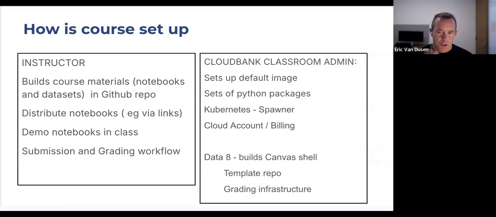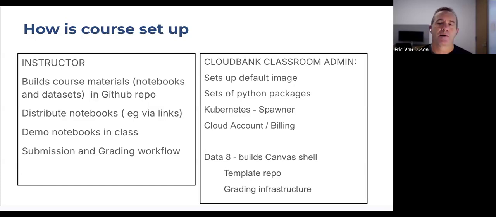The idea here is the instructor is going to build those materials, basically folders in a GitHub repo. They're going to use these links to distribute notebooks. They're going to stand in front of the class and do these demo notebooks. Like every day in class, I open a notebook and do some demo. And then the instructor's going to have to decide how the students are going to download and submit the notebooks. Do I want them as PDF? Do I want them as executable notebooks? Do I have a grading server or not? These are all decisions that each professor is going to have to make as to how submission and grading and receiving notebooks will go.